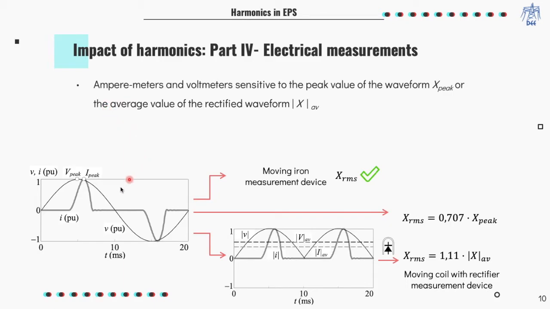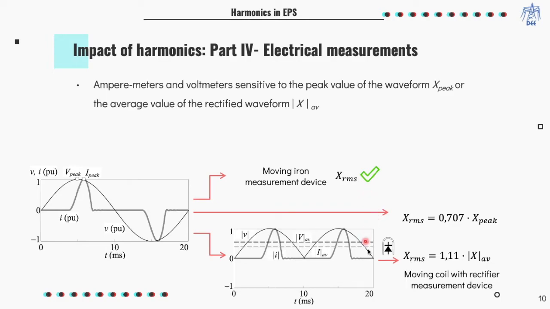Imagine that we have an electrical circuit supplying nonlinear loads with a sinusoidal voltage in the plot. The current consumed by the nonlinear loads is a non-sinusoidal current in the figure, which corresponds to the typical one-peak waveform of the current consumed by single-phase rectifiers. There are different types of ammeters and voltmeters to measure this current and voltage. The moving iron measurement device provides the true root mean square values for all kinds of periodic waveforms, so the measurement of the root mean square value of voltage and current will be correct.